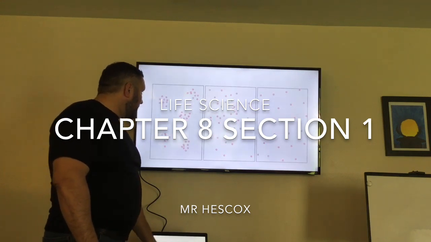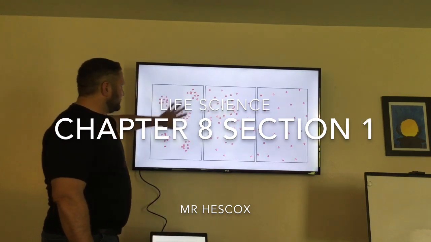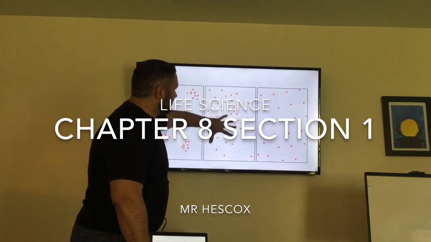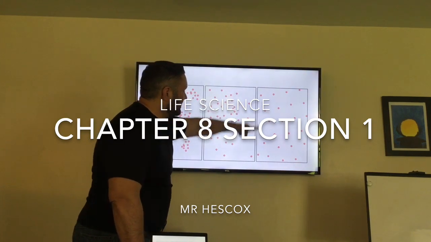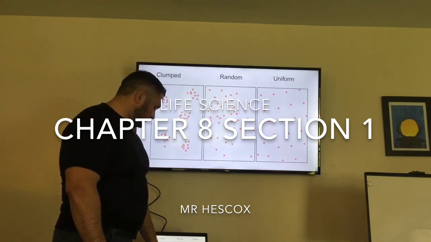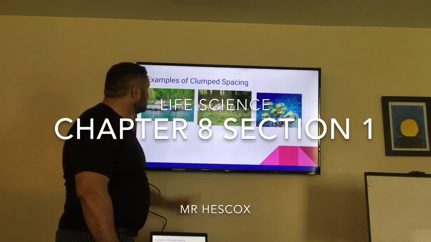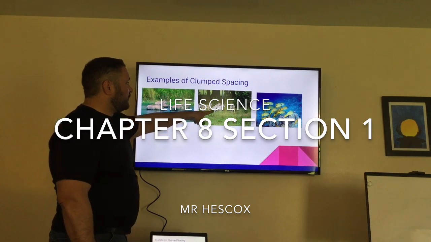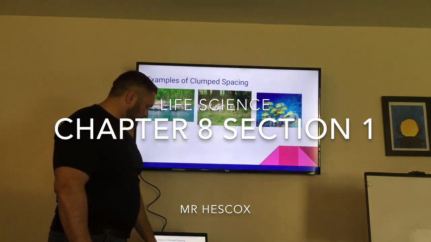I found these drawings to illustrate clumps of organisms here, random here, evenly spread out there. Uniform. So here's some examples of clumped: pack of wolves, school of fish, herd of elephants.